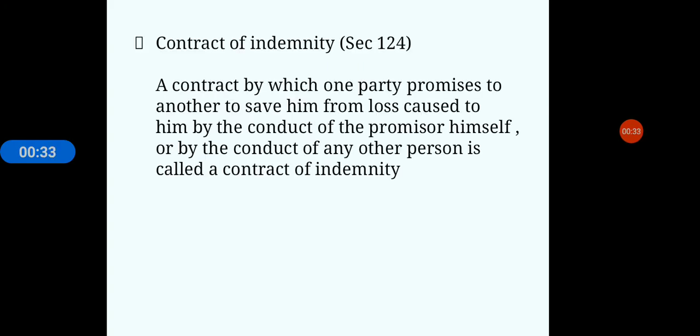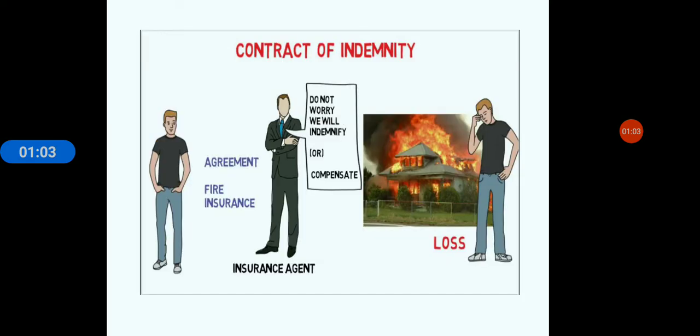According to the Indian Contract Act, contract of indemnity is mentioned under section 124. A contract by which one party promises to another to save him from loss caused to him by the conduct of the promiser himself or by the conduct of any other person is called a contract of indemnity. To make it simple to understand, we'll try to understand it with an example.